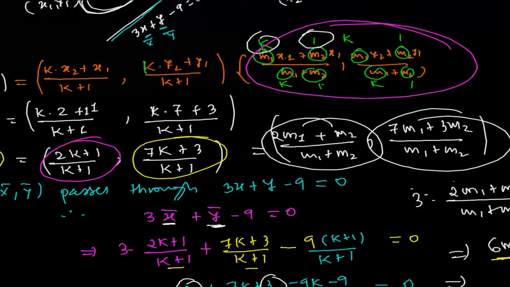Sometimes it may be a little bit lengthy, but every time this will work. Never get confused on this k ratio 1, lambda ratio 1, or any shortcuts. Don't put any hiccup in your brain, okay? The simplest method: always use (m1x2 plus m2x1) divided by (m1 plus m2), right? And (m1y2 plus m2y1) over (m1 plus m2). Always use this method, that's awesome. You'll never get confused.